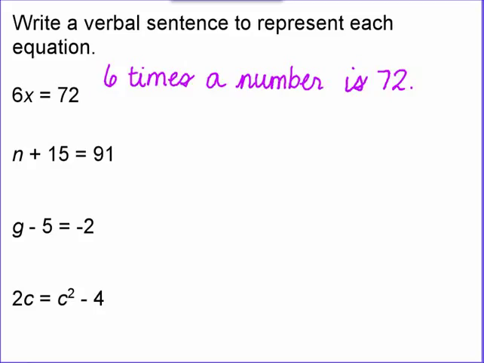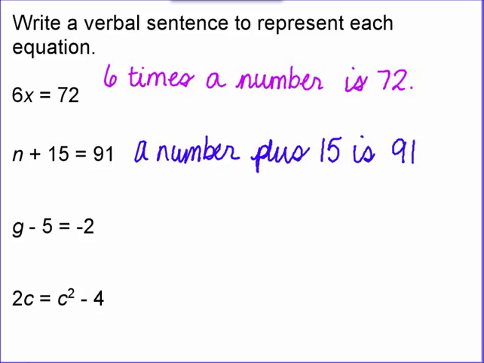Okay. So let's look at another one. N plus 15 equals 91. Okay, there's a couple of them. You could have 15 greater than a number is 91. You could have a number plus 15 is 91. You could have the sum of a number and 15 is 91. So there's 3 different ways I've said. So I will go with the one I heard first. No favorites. A number plus 15 is 91.